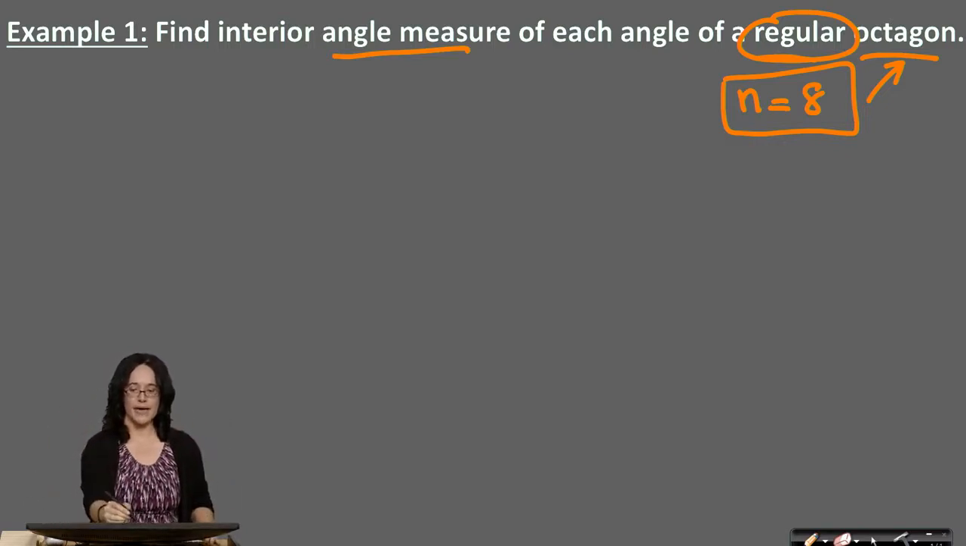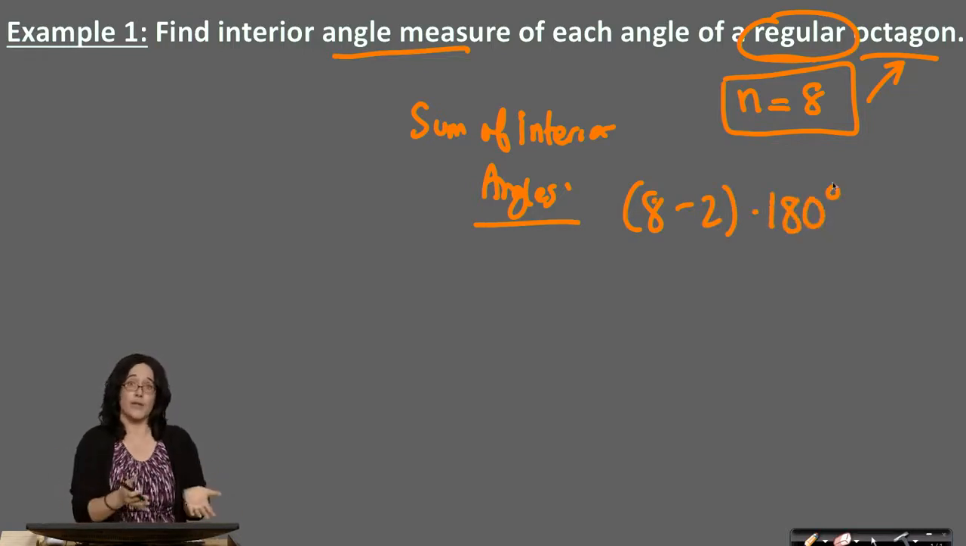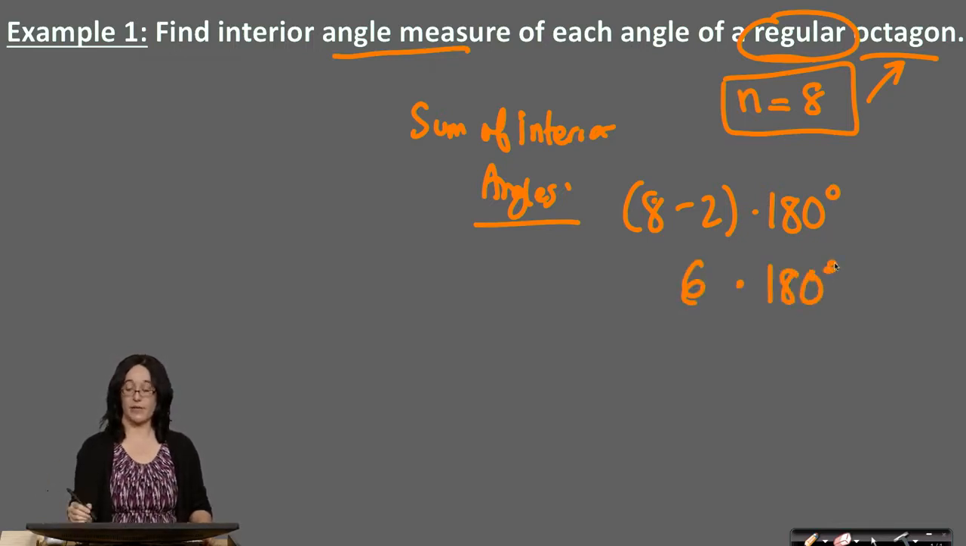So in this case, I noticed that since n is 8, the sum of the interior angles should be 8 minus 2. That's how many copies of 180 degrees we have. In other words, that's how many triangles should fit into an octagon. So there should be 6 of them. 6 times 180. And when I multiply that out, 6 copies of 180, what do we get? Did you get 1080? I hope so.